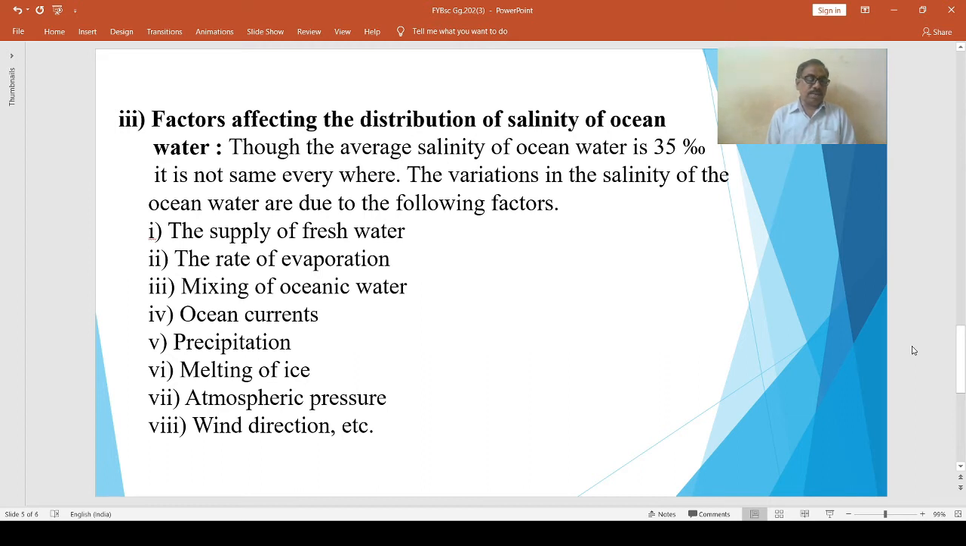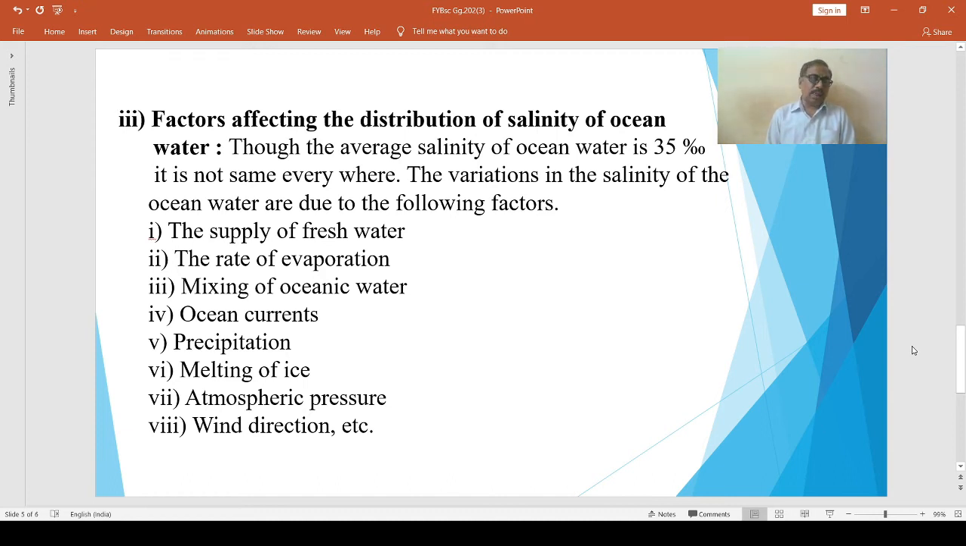Near the mouth of large rivers, the salinity of ocean or sea water is less. For example, near the mouth of the Mississippi River, the Ganga River, the Amazon River, the Congo River, etc., the salinity of ocean water is less.